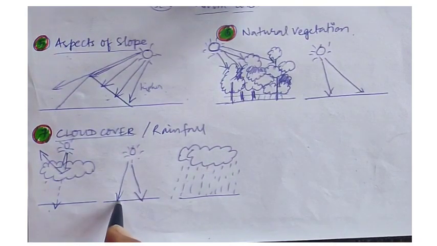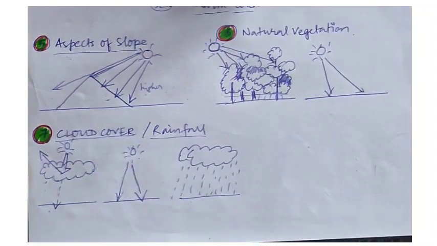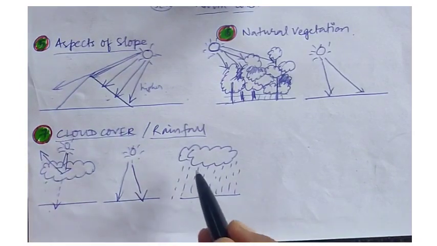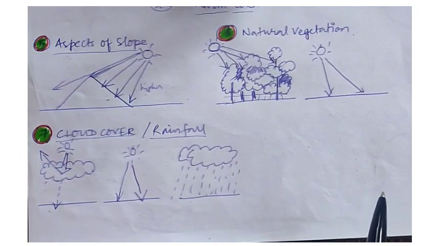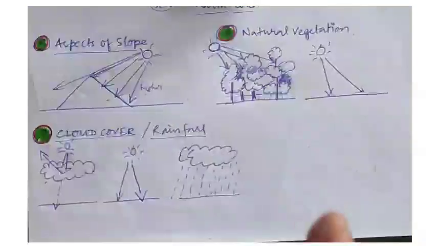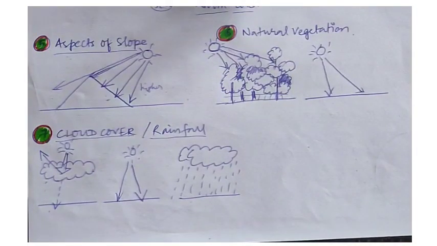But in case the cloud cover is not present, then the insolation in that area will be very high, which will further increase the temperature of that area. Okay, next is also the rainfall. Due to the precipitation or the rainfall, even the temperature of that area will cool down to a certain extent. Okay, so these were the different factors, students, which influence the temperature of particular places.